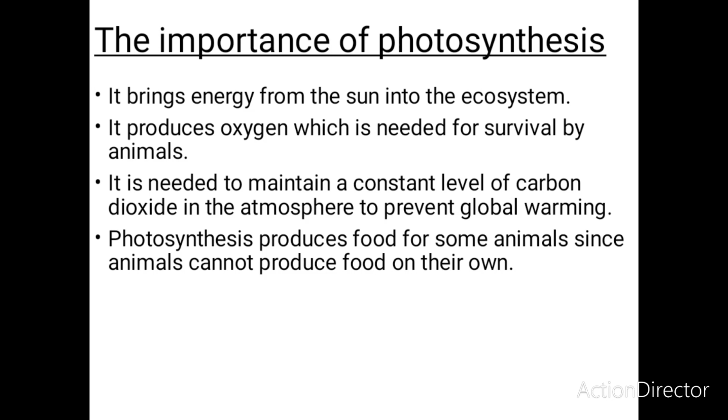So now let's see how photosynthesis is important to the ecosystem, to the environment, and to other animals. So photosynthesis brings energy from the sun into the ecosystem. It produces oxygen, which is needed for survival by animals. So without oxygen, a lot of animals cannot survive. Photosynthesis is also needed in order to maintain a constant level of carbon dioxide in the atmosphere, and this prevents global warming. Photosynthesis also produces food for animals, since some of the animals cannot produce food on their own.